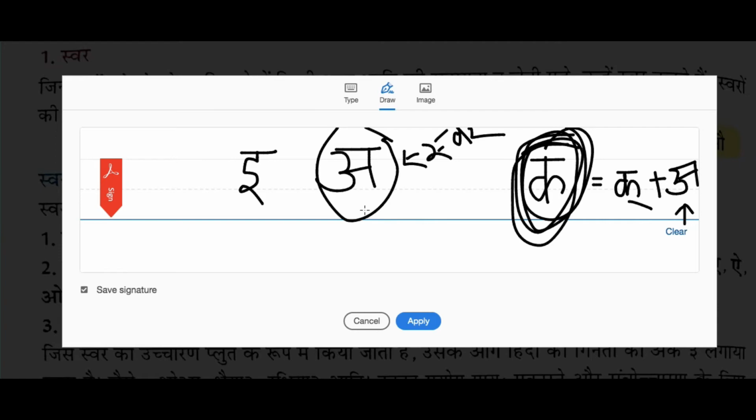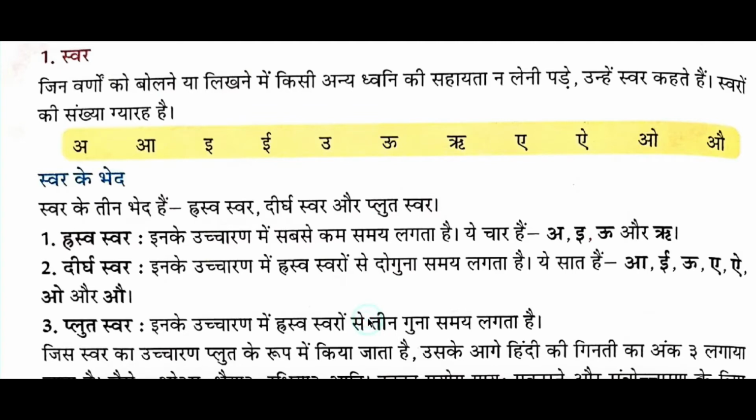सहायता नहीं चाहिए होती है इनको, किसी और वर्ण की सहायता नहीं चाहिए. But to write व्यंजन or to say व्यंजन, you need support of swar word. Then only will you be able to write व्यंजन. So this is the basic difference between swar word and व्यंजन word. नाउ कमिंग टू स्वर के भेद. स्वर के 3 भेद होते हैं: ह्रस्व स्वर, दीर्घ स्वर और प्लुत स्वर.